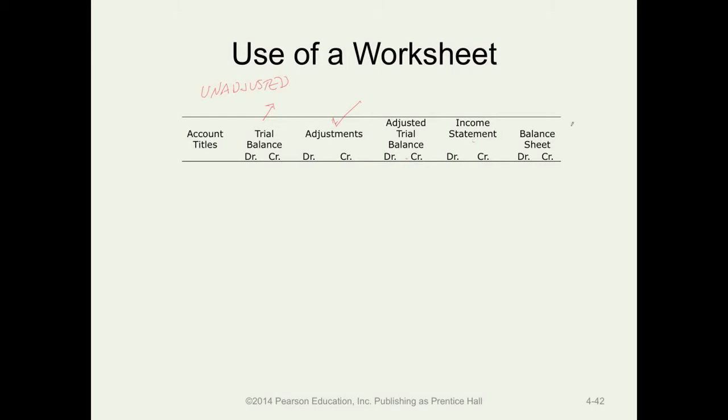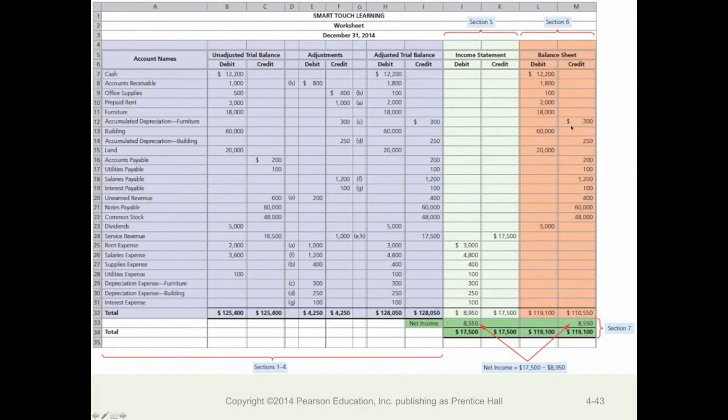So if we look at a more formal document for Smart Touch Learning, this is the worksheet. I believe we left off with a partial worksheet earlier. So the worksheet would operate, as you can see, as a tool to, number one, facilitate the adjustment process, and secondly, help us to prepare our financial statements. Now, when we look at the columns, the first column, of course, is the unadjusted trial balance. Then we have the adjustments, adjusted trial balance, income statement, and balance sheet.